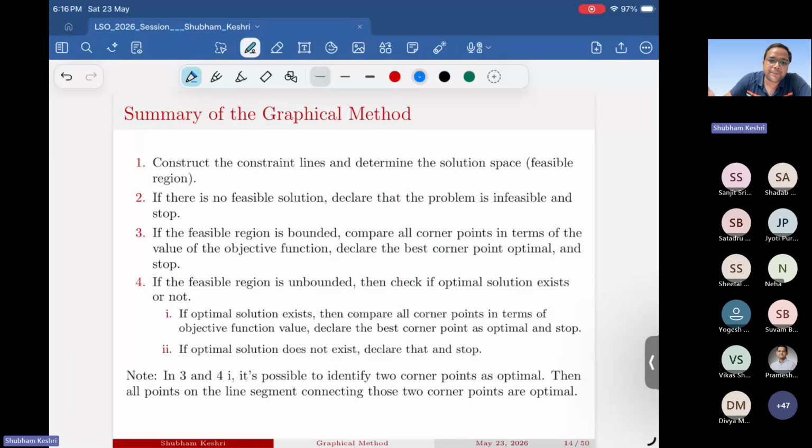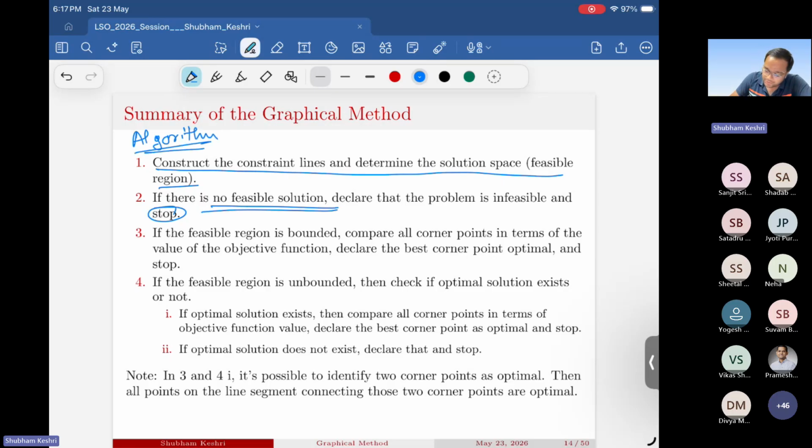So whenever you are given a LP, what we have to do is we have to first construct the feasible region. Using each of the constraints, you have to construct the feasible region, and you have to check first whether the problem is infeasible or not. If it is infeasible, then you stop. Okay. So this is an algorithm. Algorithm of solving LP using graphical method. So what you have to do is in the first step, you have to draw the feasible region. If the feasible region does not exist, then you just stop and say that the problem is infeasible.